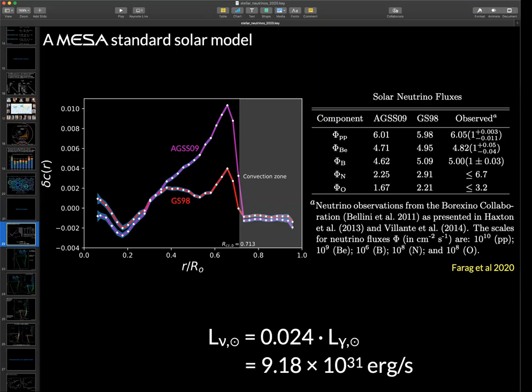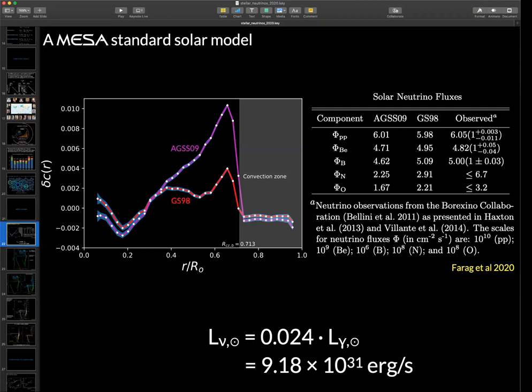But since we are interested in neutrinos, I call attention to the table on the right. So neutrinos in the sun have various components. They come from pp, they come from beryllium, boron, nitrogen, and oxygen. The values to hit are over on the right. Those are the observed values, mostly from Borexino, as presented by Vinyoles et al. and then Bellini et al. 2014. So then the two middle columns are what we get with the MESA standard solar model for the two different compositions being considered. Okay, and you can take a look at those and say that's actually pretty good.